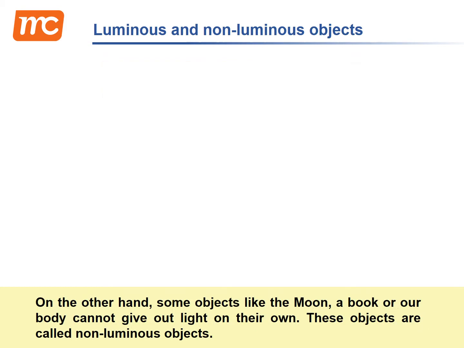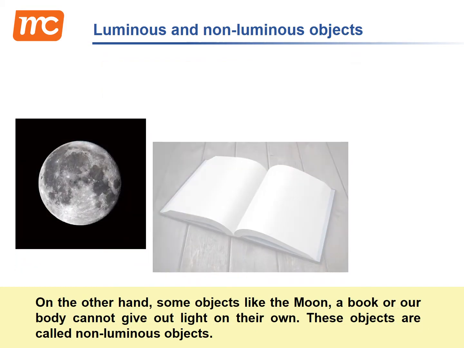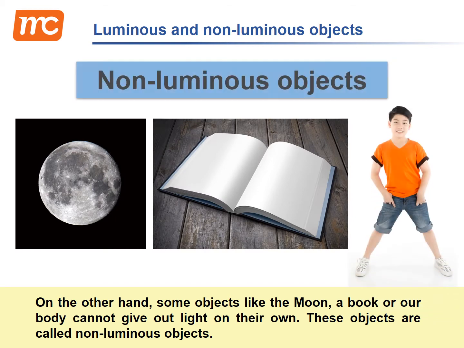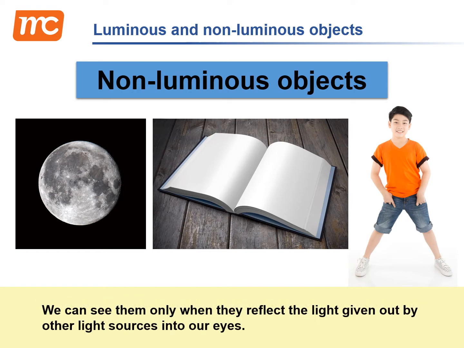On the other hand, some objects like the moon, a book or our body cannot give out light on their own. These objects are called non-luminous objects. We can see them only when they reflect the light given out by other light sources into our eyes.